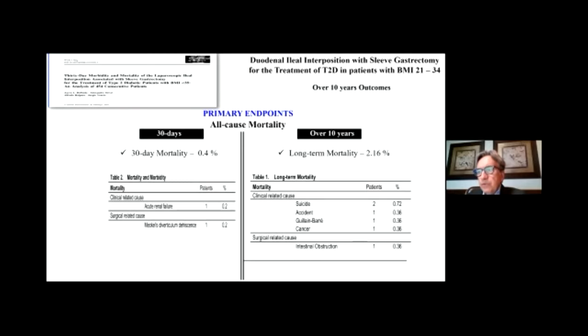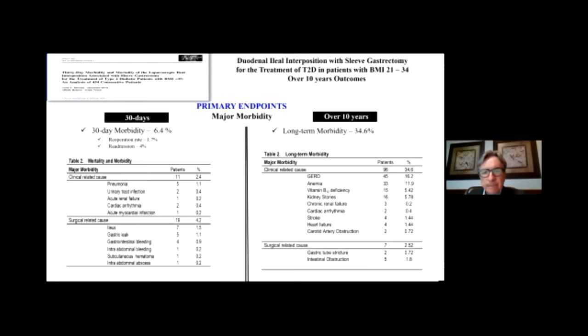As primary endpoints, we evaluated 30-day mortality, which is around 0.4%. And also a group of more than 400 patients were re-evaluated after 10 years of surgery, and long-term mortality is 2.16%.